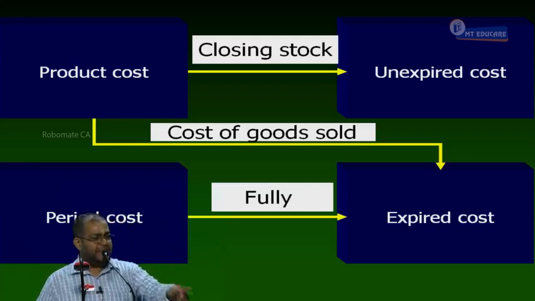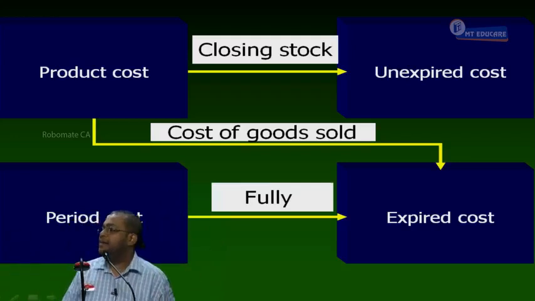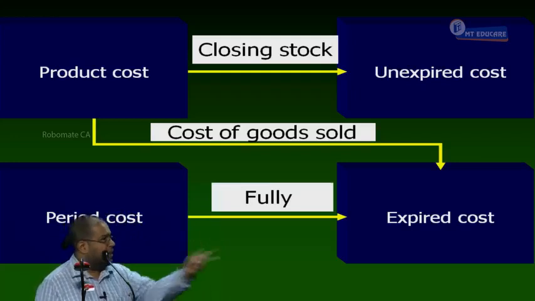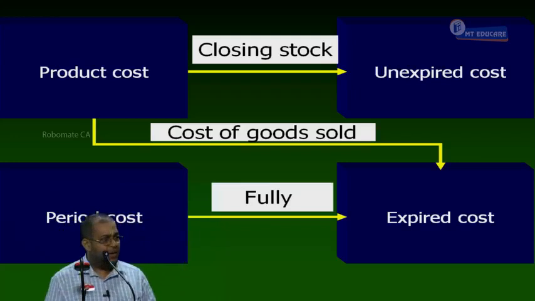Very simple. Office rent is also a cost only. Factory rent is also a cost. Both are rent only. Right or not? I pay rent for my factory. I pay rent for my office. Both are rent only. Will I classify them as rent? No, I classify them as what?